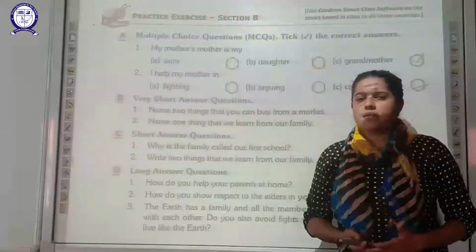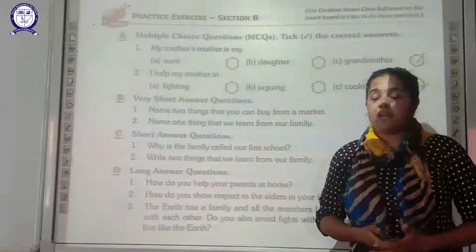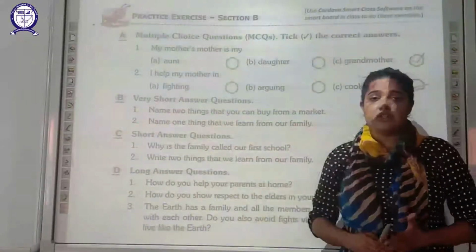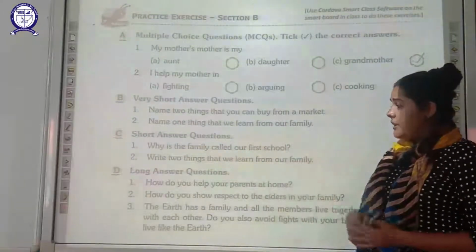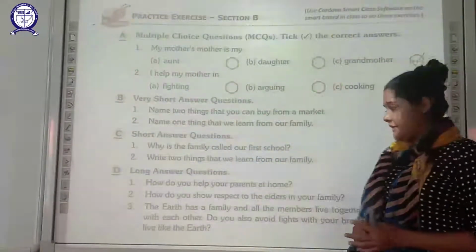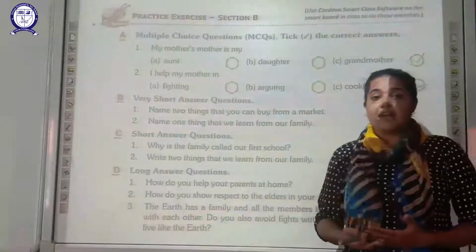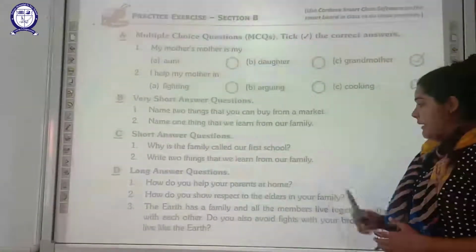There are different ways, students, in which you can help your parents. You can help your mother in the kitchen. You can help your father in cleaning the car. Then you can help in various household activities. You can even water the plants regularly and help your family members.